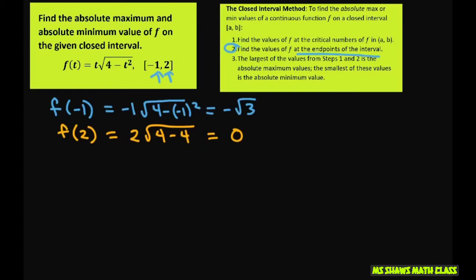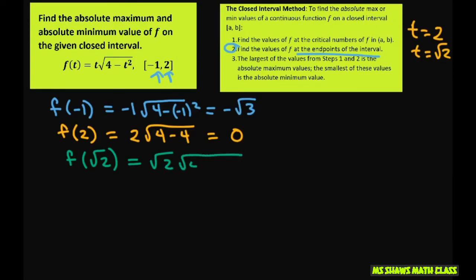Now I'm going to plug in my critical numbers. Again, my critical numbers were t equals 2 and t equals square root of 2. We already did 2, so all we have to do is square root of 2. So f of square root of 2 equals square root of 2 times the square root of 4 minus 2, and that's going to give you 2, because you get square root of 2 times the square root of 2, which gives you 2.